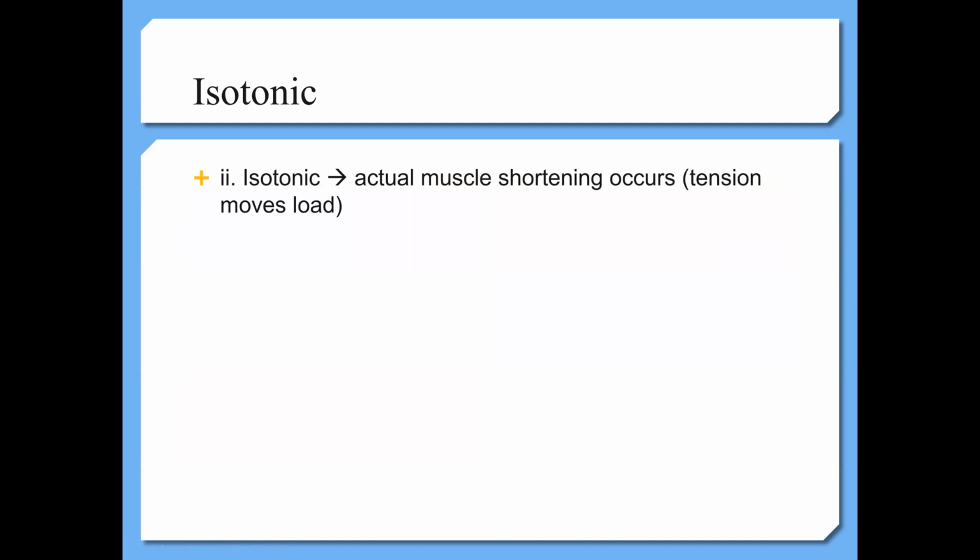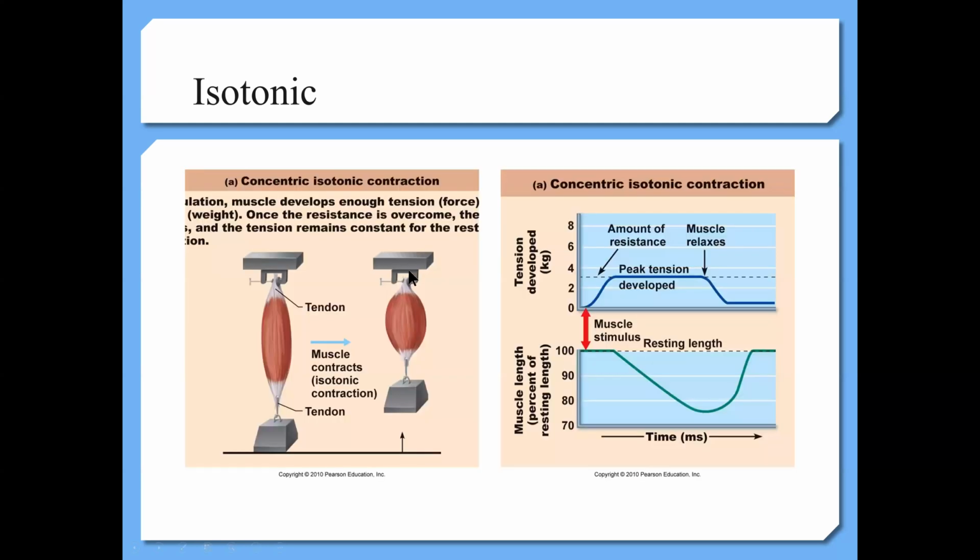Okay, we've got that dumbbell in our arm, and we're doing a biceps curl. We've got that dumbbell in our hand, so actual muscle shortening occurs. The tension that your muscle is able to generate can move the load. Okay, so here we go. Same preparation we had before. We apply the stimulus. Notice that this muscle shortens, and the load is moved up.